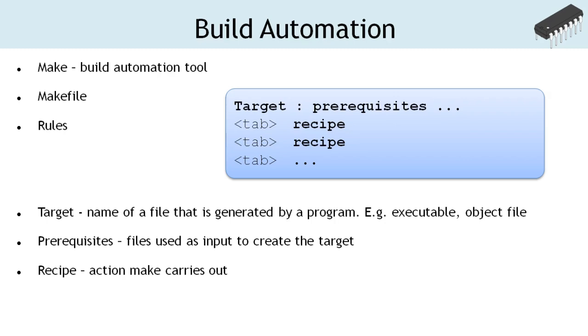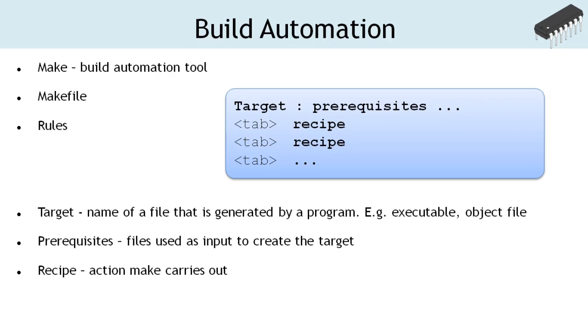A prerequisite is a file that is used as an input to create the target. A target often depends on several files. A recipe is an action that make carries out. It may have more than one command, either on the same line or each on its own line. Please note, you need to put a tab character at the beginning of every recipe line.